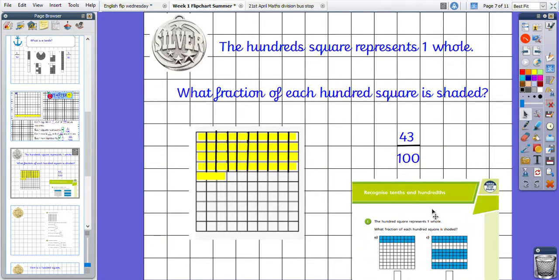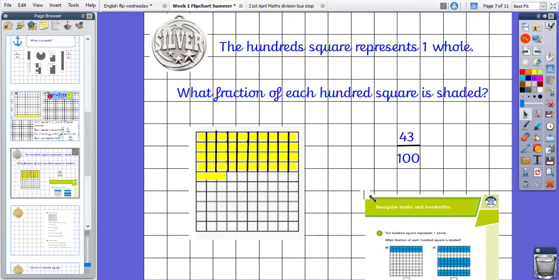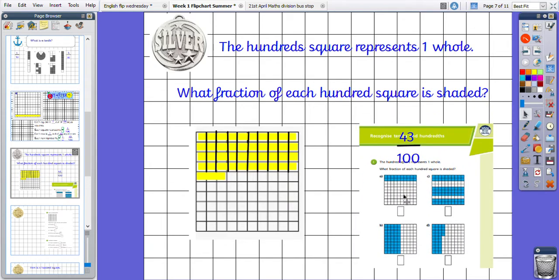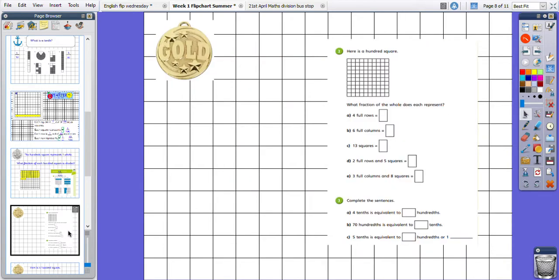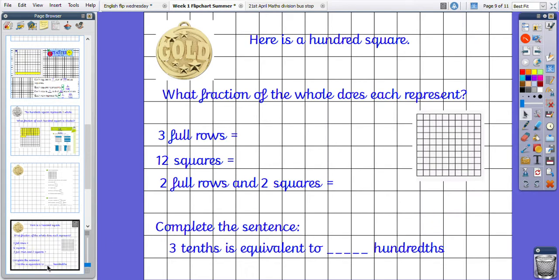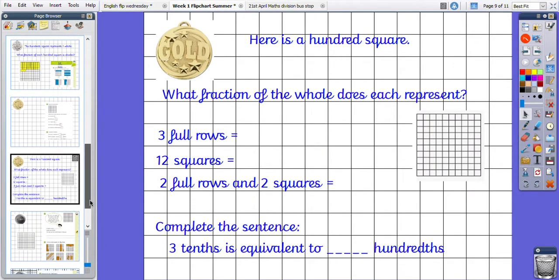Okay, as I say, there's 4 questions to be getting on with there for silver. Some of them have full rows and some of them have partial rows. So think about how you can answer the question. For gold today, you are dealing with questions 2 and 3. So here are some examples.